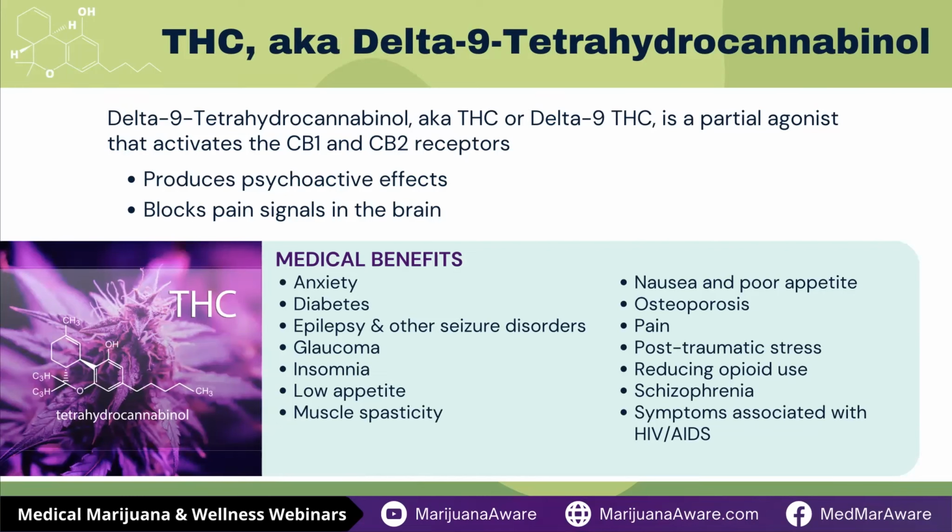There's a lot of other things that THC is doing as well. So it's going to help with anxiety, diabetes, epilepsy, and other seizure disorders, glaucoma, insomnia, low appetite, muscle spasticity, nausea, osteoporosis, pain, post traumatic stress. And it can help with reducing opioid use, and it's been shown to have benefits for patients with schizophrenia or those that are having symptoms associated with their HIV or AIDS.